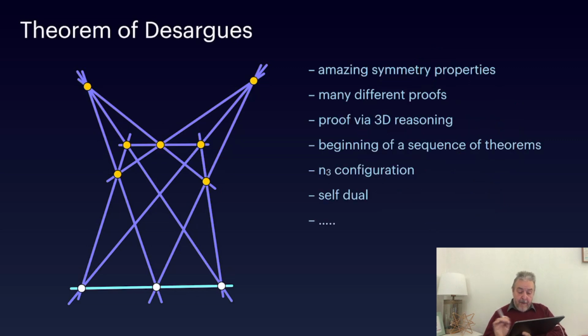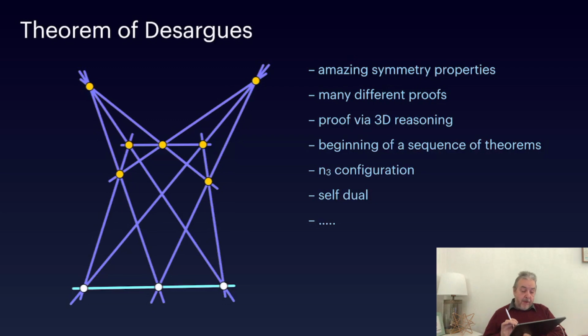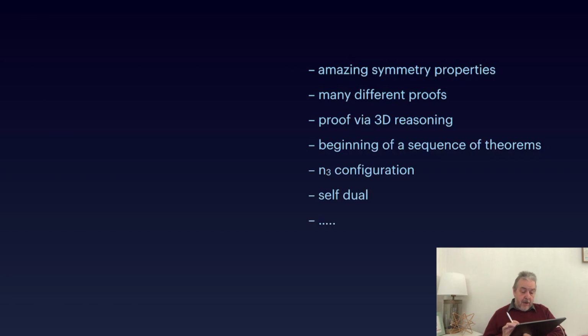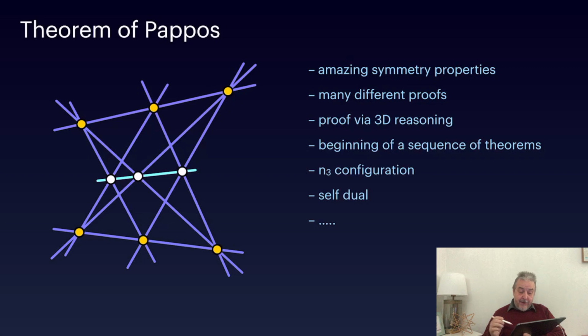So far about Desargues' theorem, and now I want to come to the theorem of Pappus. Here we have Pappus' theorem, and you see I left these properties here in the same way, because everything we said about Desargues' theorem can also be said about the theorem of Pappus. It again has amazing symmetry properties. It has many different proofs. The first chapter in the Perspectives of Projective Geometry book is just a collection of different proofs for Pappus' theorem. So I really urge you to read that chapter.